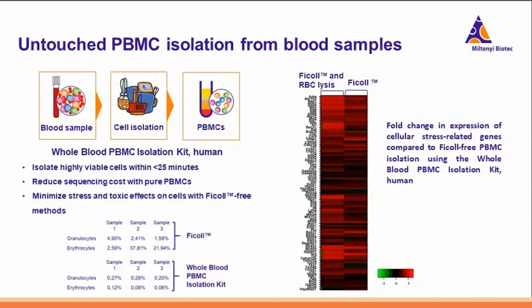Also, this method helps to minimize cellular stress responses that can occur during the isolation process. In the heat map on the right, we can see the fold change in expression levels of a panel of stress-related genes in PBMCs isolated with Ficoll compared to the Ficoll-free method. And most genes were actually upregulated with the Ficoll isolation, and this upregulation was even more prominent if we applied red blood cell lysis afterwards.